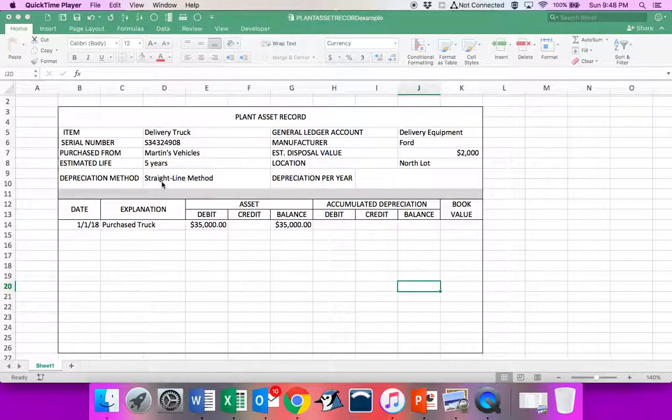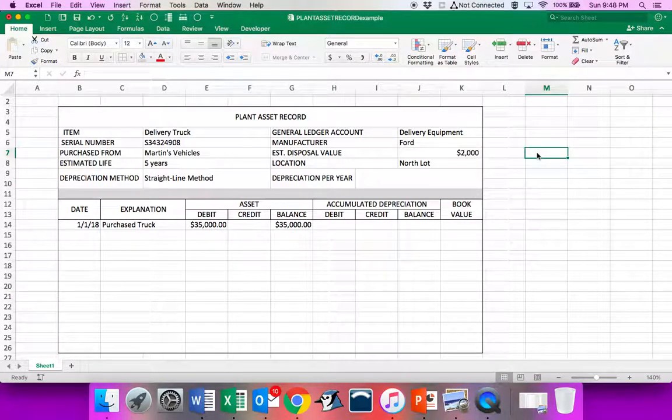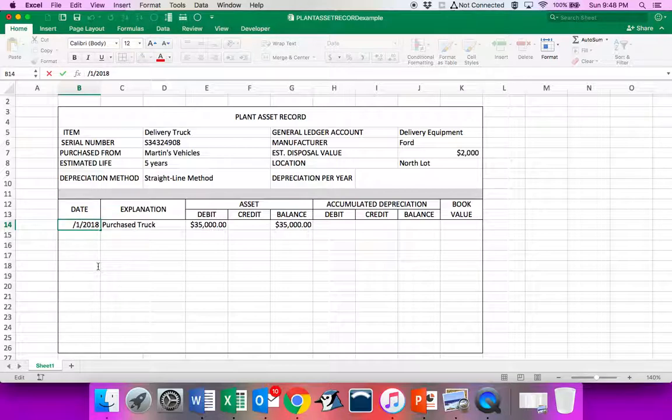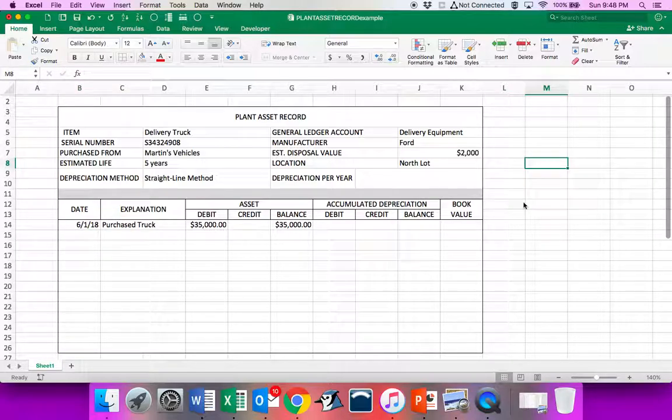We're using the straight line method, which is the method that you've been learning for depreciation. The next thing we need to figure out is the depreciation per year. Before we do that, we have to figure out the amount that we're going to depreciate. We bought the truck on the first, and I'm actually going to change this month. All right, so we bought it for $35,000 on June 1st.